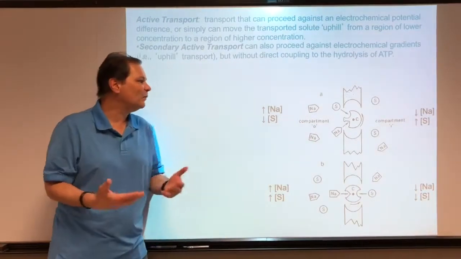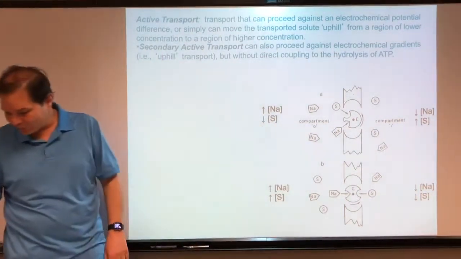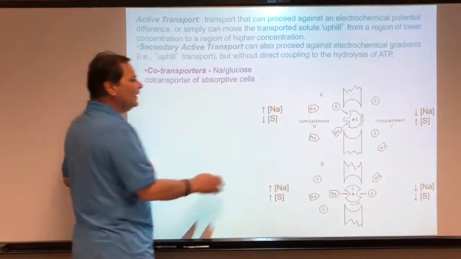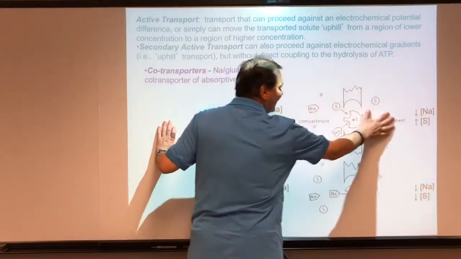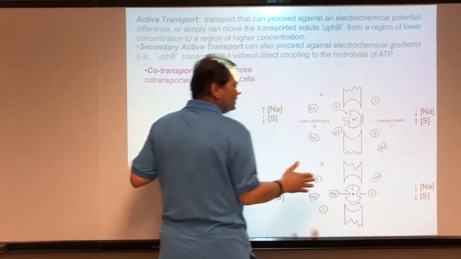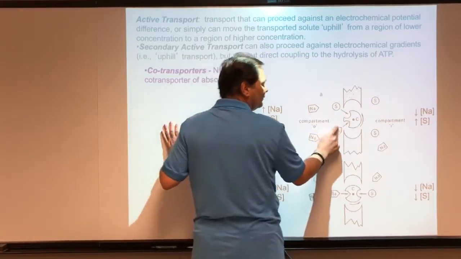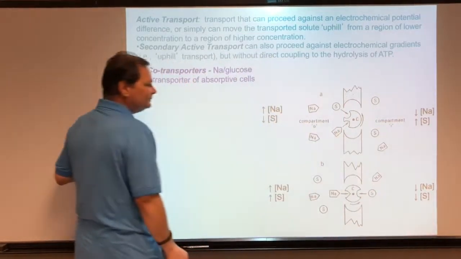So this is obligatory membrane transport, and in this case, we call this a co-transporter because it's moving both molecules in the same direction. In this case, it's moving sodium from high concentration to low concentration, and it's using that gradient to drive S from low concentration to high concentration.